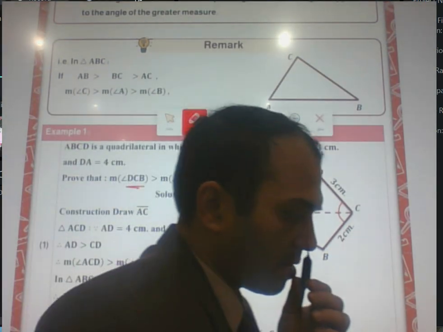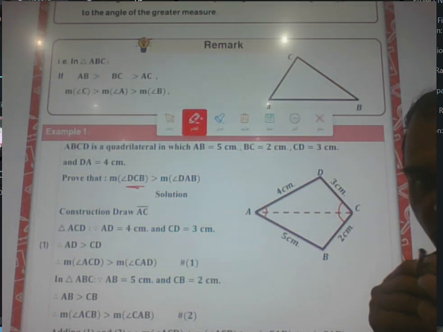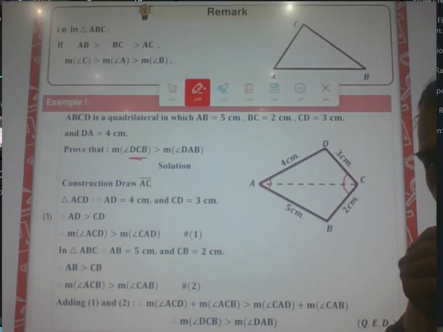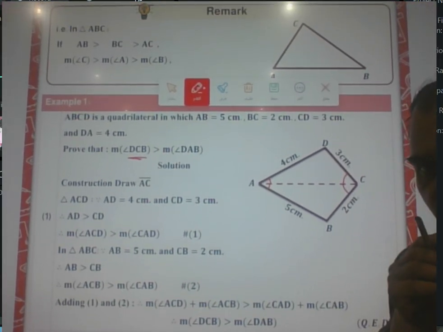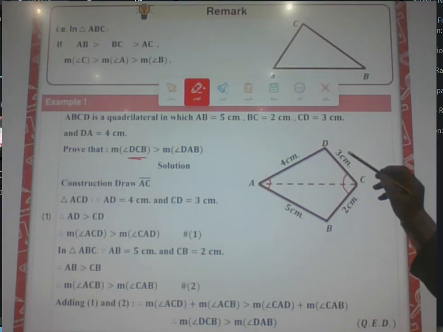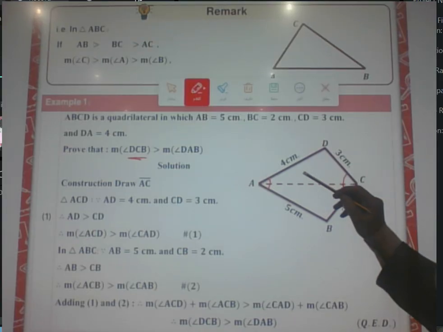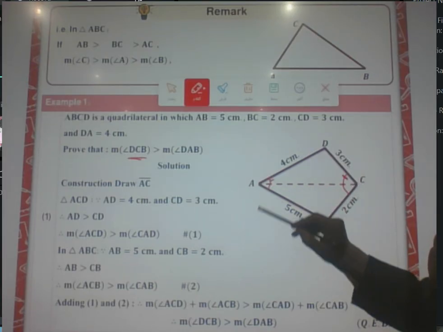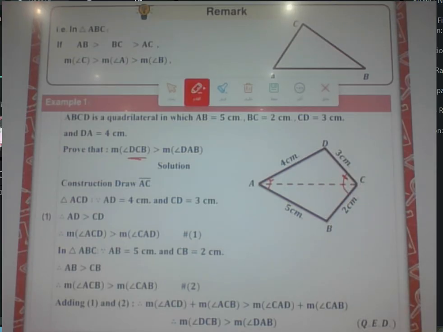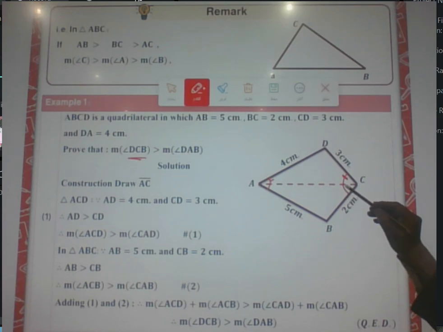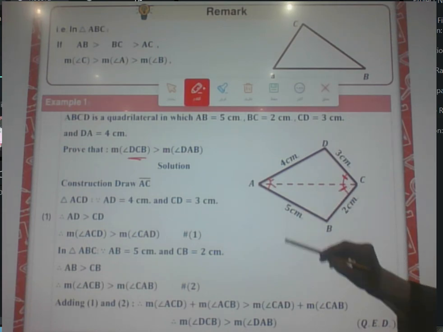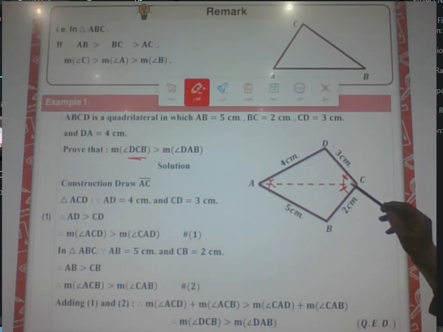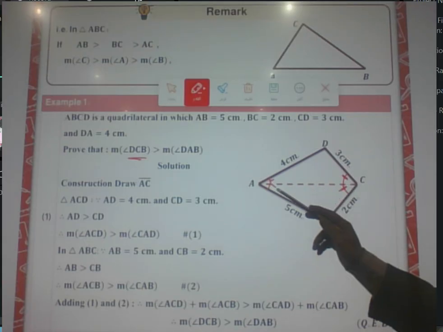We can divide this figure into two parts, two triangles like this: the first triangle and the second triangle. In the first, look here, 4 is greater than 3. This AD is greater than DC, so the measure of angle C is greater than the measure of angle A, because 4 is greater than 3. And also in the other triangle, 5 is greater than 2, so the measure of angle C here is greater than the measure of angle A, because 5 is opposite the greatest angle and 2 is opposite the smallest angle here.